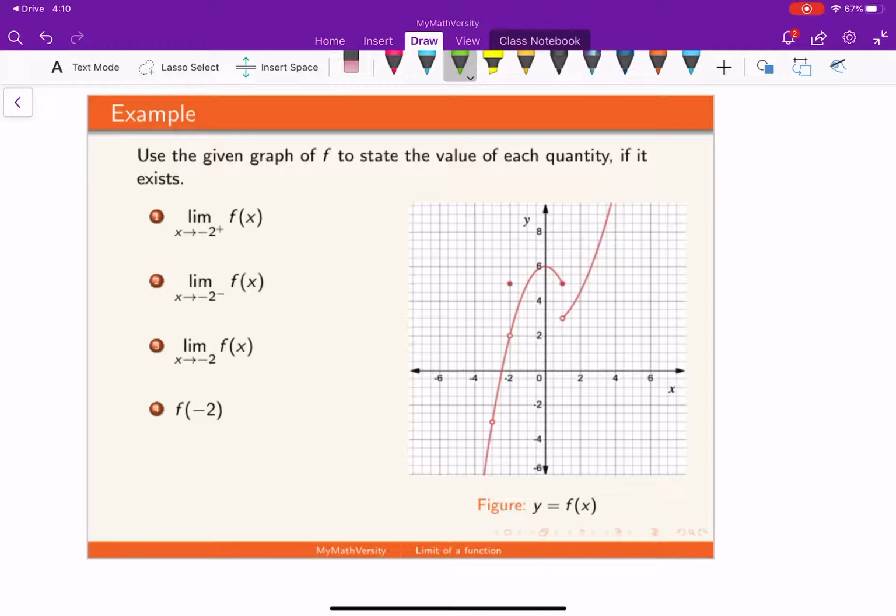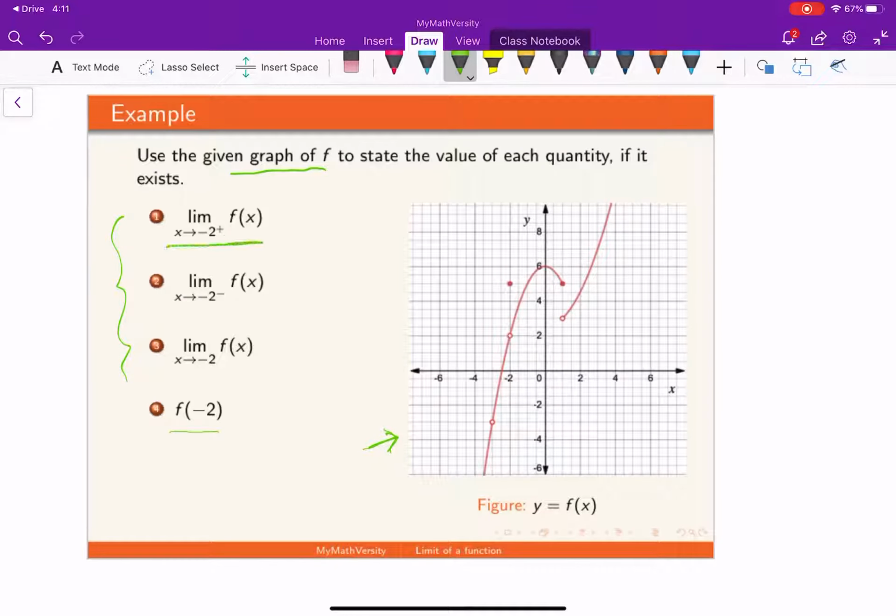In this example, we are given a graph of this function f, the red curve that you see. Our goal is to figure out the limits given here, and also the value of the function at -2, by just using the information available on this graph. So how can we work on this problem? Let's begin with the first question.